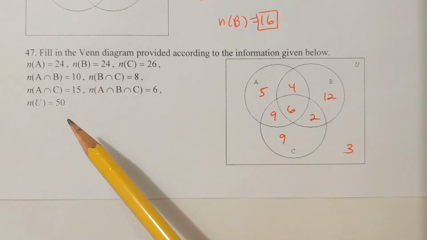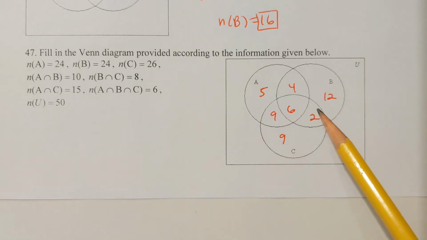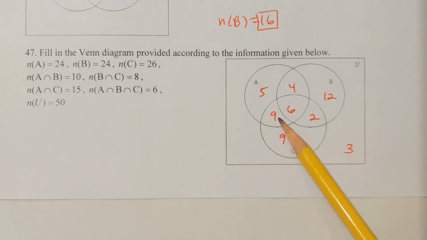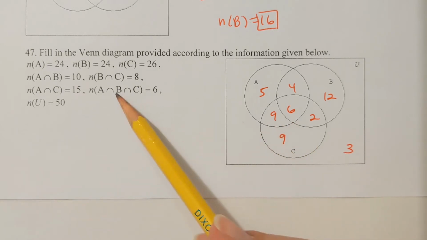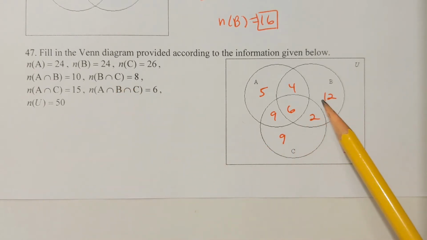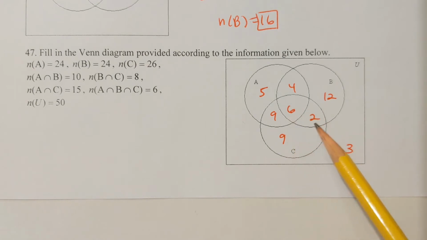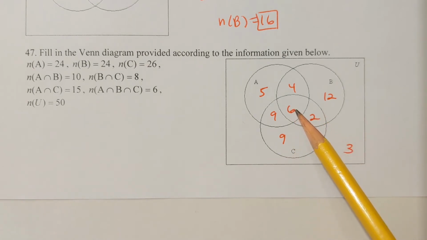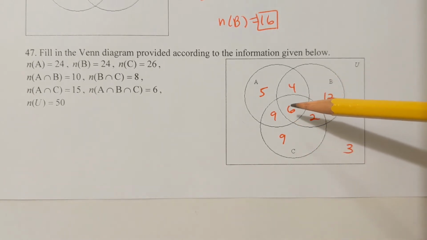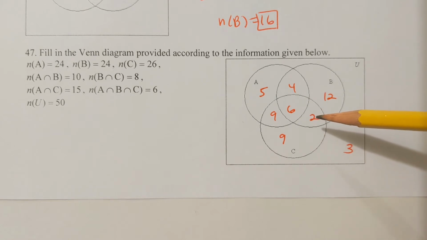The cardinality of A intersect C is 15. Well, I've already got 6 out of the 15 counted. And so I'm going to need 9 more in A intersect C. Okay, so the cardinality of B intersect C is 8. Okay, so here's B intersect C. I need 8. Well, I've already got 6 in there. Okay, 6 is also in A. That doesn't matter. It's in B and C. And so the other 2 things here would give me 8 total.